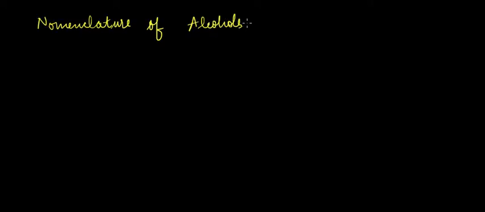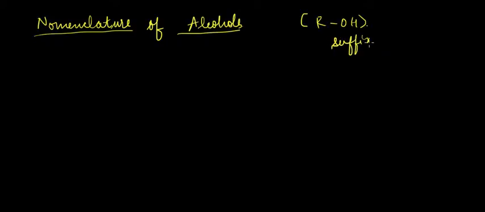As you know, we represent alcohol in the form of ROH, and the suffix we use for alcohol is -ol. Some rules: you have to select the chain having alcohol and give preference to alcohol first, then alkene, alkyne and other substituents.